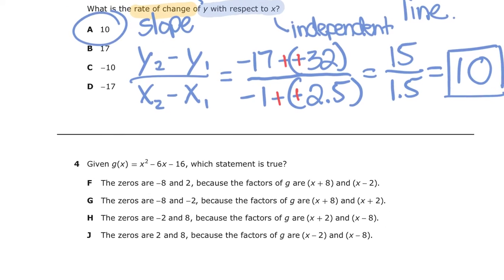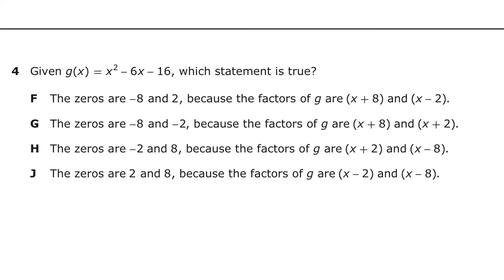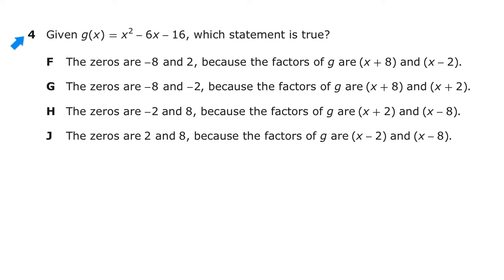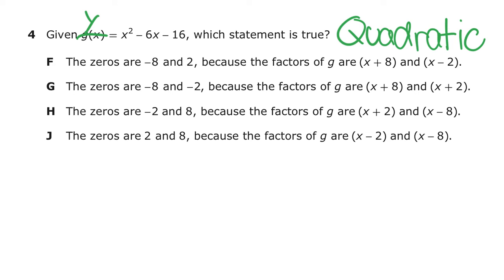Now let's spend a few minutes checking out question 4. Given g of x equals x squared minus 6x minus 16, which statement is true? First of all, this equation is written in function notation. We could simply replace g of x with y. So we have y equals x squared minus 6x minus 16. This is considered a quadratic equation or a quadratic function.